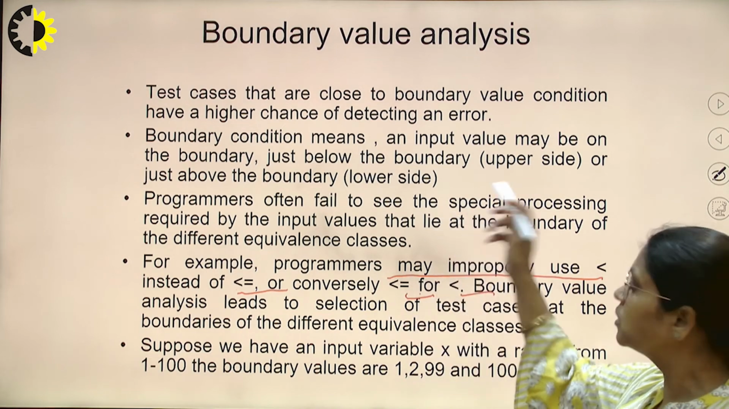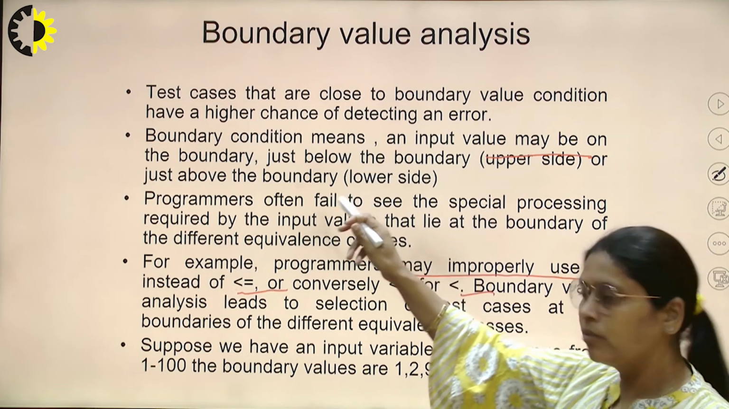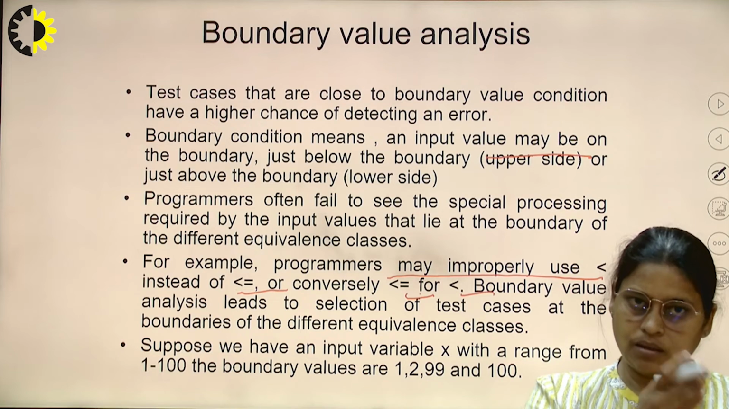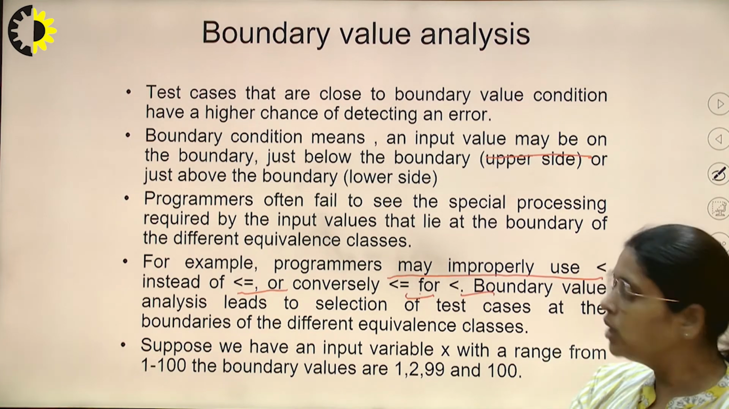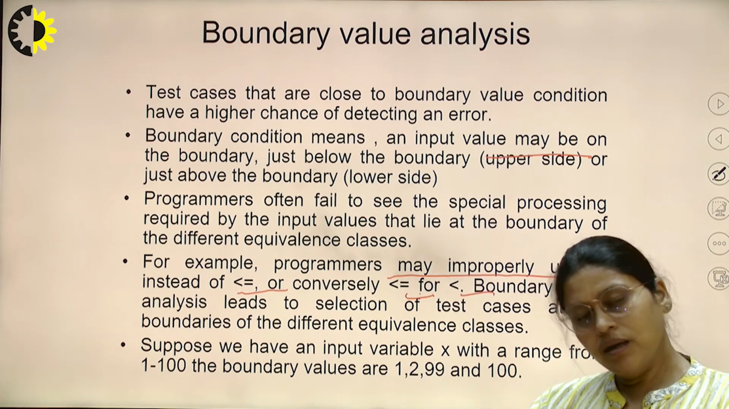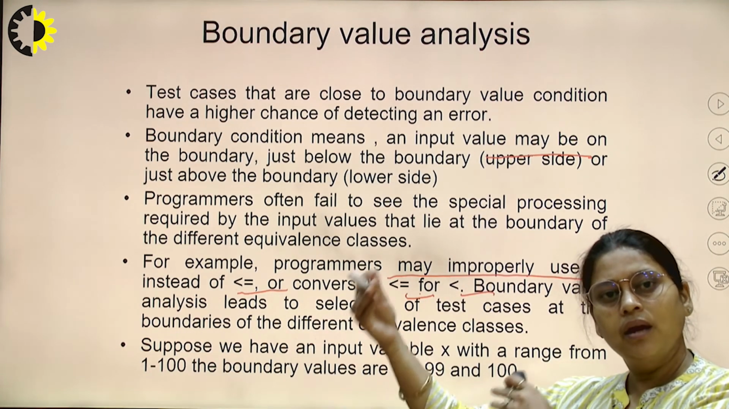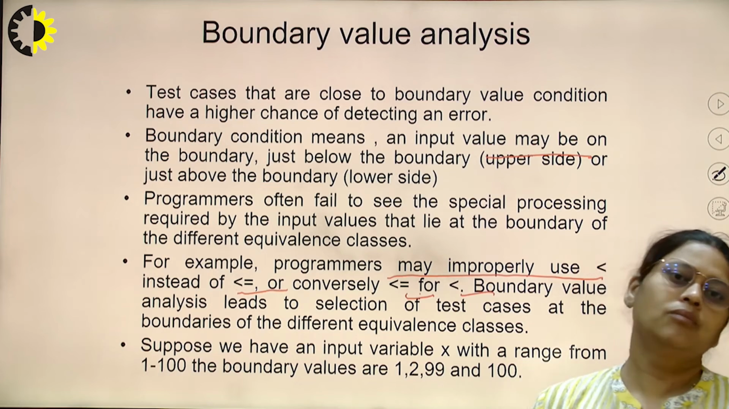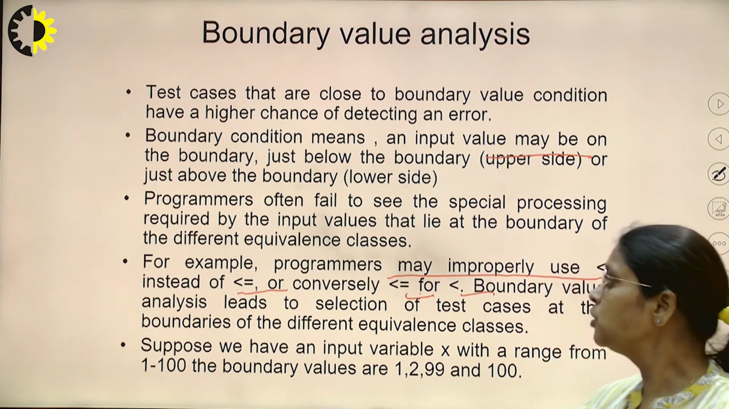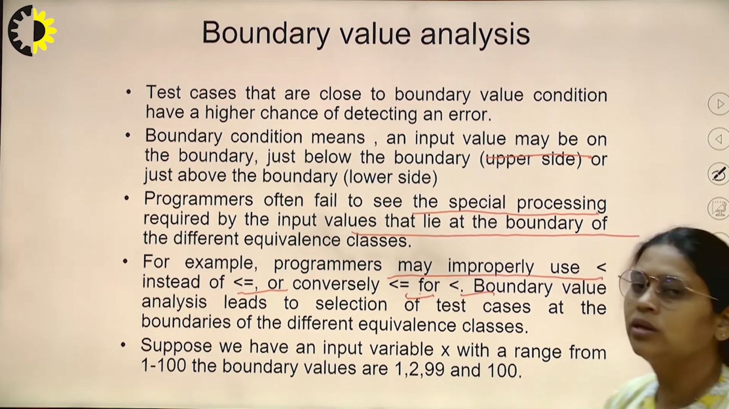Boundary conditions: the input value may be at the boundary. So we check five values: the minimum boundary value, just above the minimum, one middle value, just below the maximum, and the maximum boundary value. This is because programmers fail to see the special processing required by the input values that lie on the boundary.